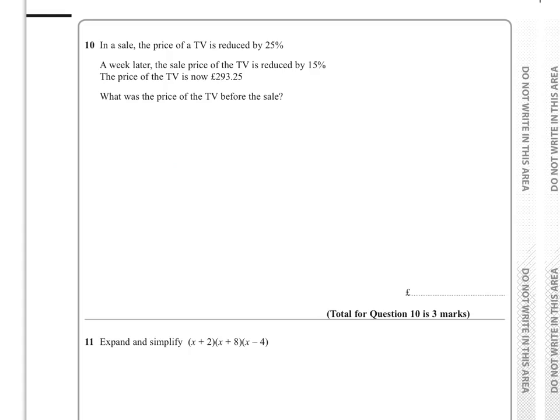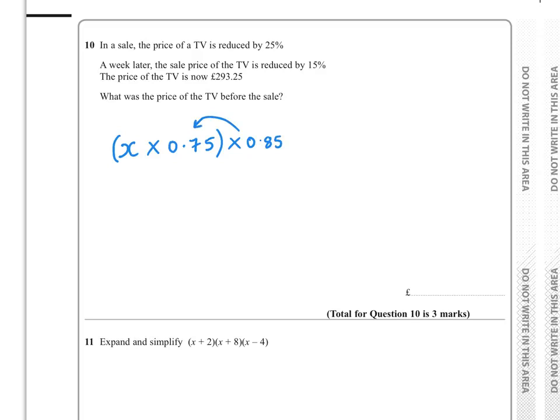Question 10. In a sale, the price of a TV is reduced by 25%. So let's represent the price of the TV as X. If it's reduced by 25%, then we're only going to have 75% of it left. A week later, the price of the TV is reduced by 15% more. So that's how much it was reduced to start with, that's how much of it was left, and then it's reduced by 15% again. So we're only going to have 85% of the initial amount left.